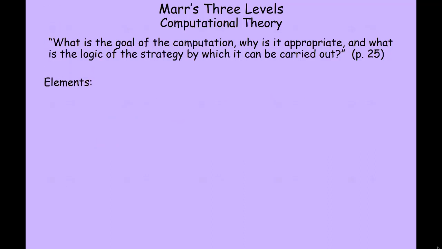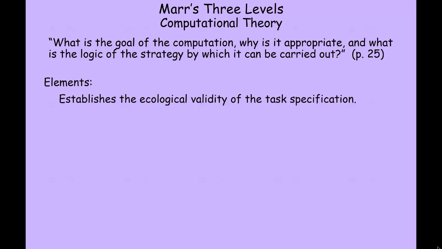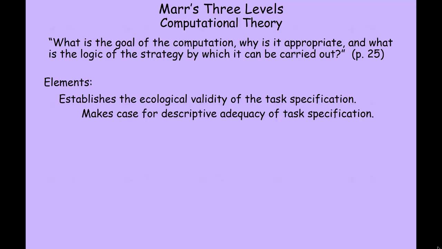What else? Well, it establishes the ecological validity of the task specification. So it attempts to understand how it is that the system is trying to make this inference in this world. And that means it's going to make a case for the descriptive adequacy of the task specification. It's going to make the case for this is what we are really doing when we engage in visual processing.